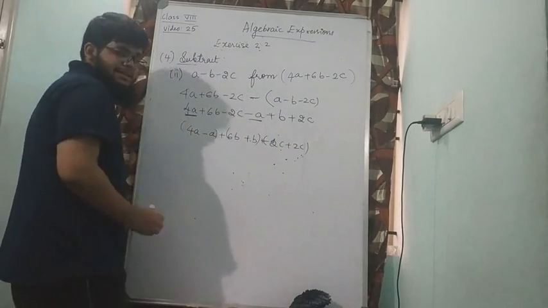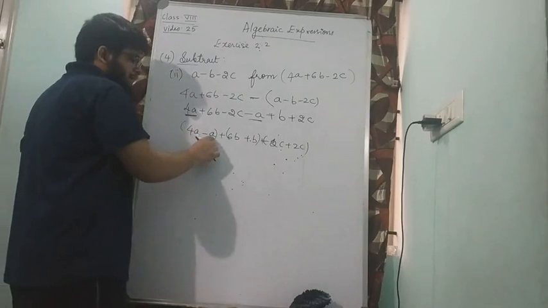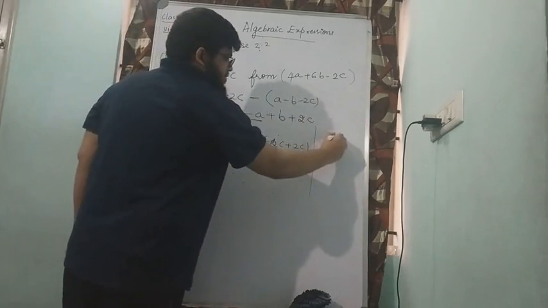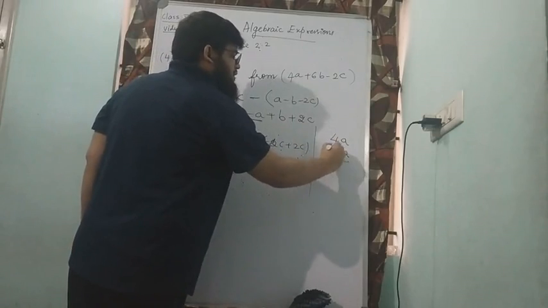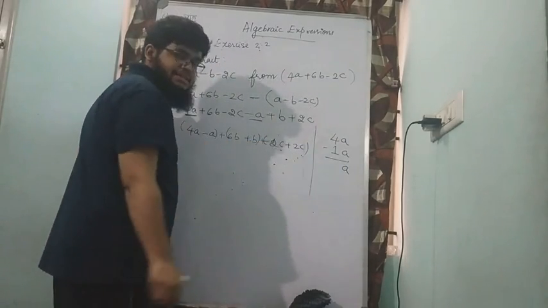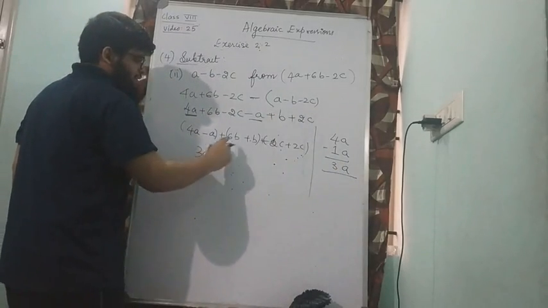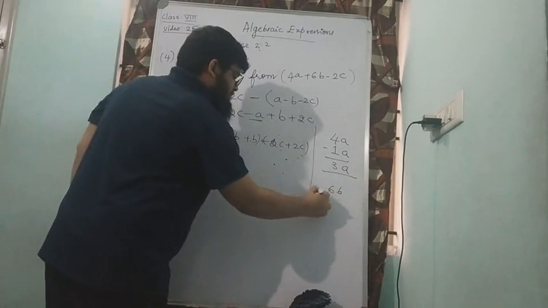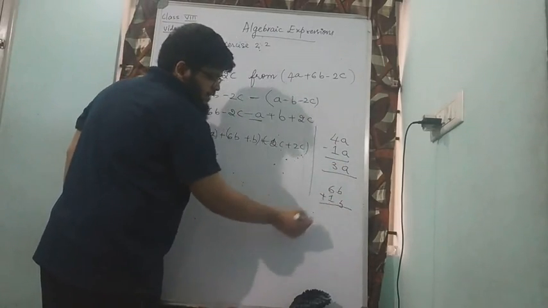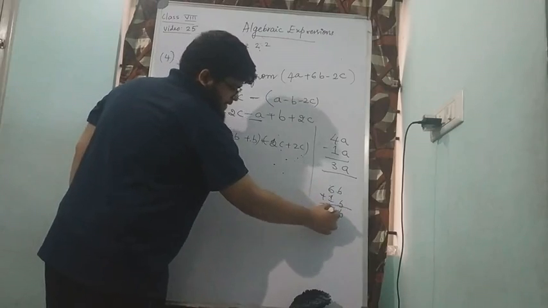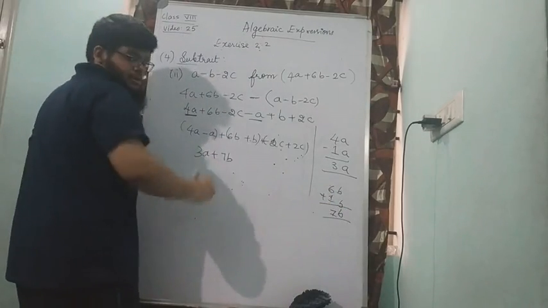So 4a minus a. I will show the simplification here. 4a minus a, you can take the number here as 1. a remains as it is. 4 minus 1 will become 3. So 3a plus 6b plus 1b. 6b plus b, you can take the number here as 1. b remains as it is, 6 plus 1 is 7. So you will get 7b.